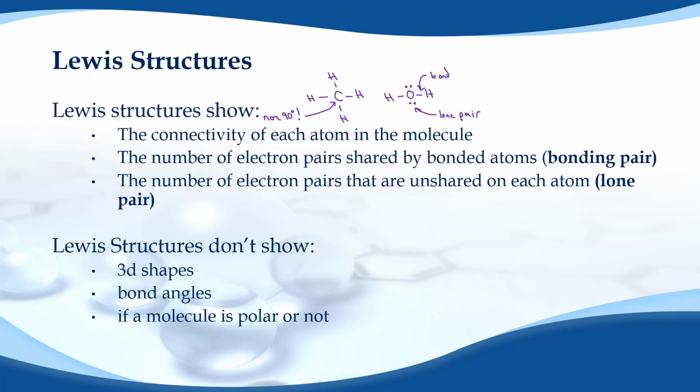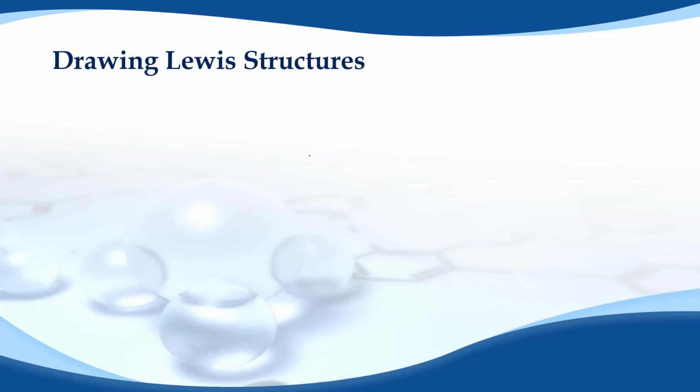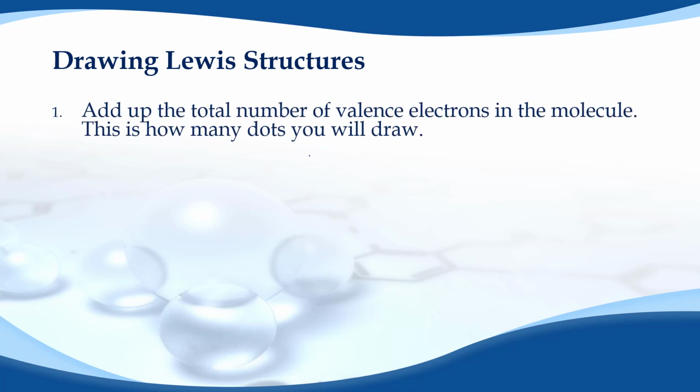Okay, so the way we're going to go about drawing these is we're going to go through a set of rules. The first rule, whenever you want to draw a Lewis structure, is you add up the total number of valence electrons that molecule has. You will draw exactly this amount of electrons in your structure, whether they're dots or dashes or whatever. We're going to use dots mostly. Okay, so the total number of valence electrons is the number that you shall draw. You shall not draw more. You shall not draw less, but only the exact number prescribed.